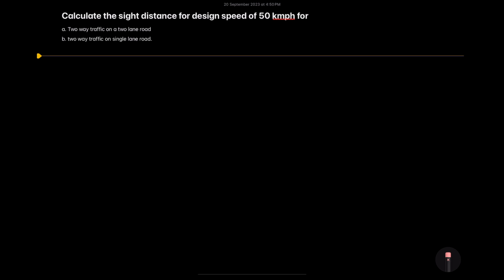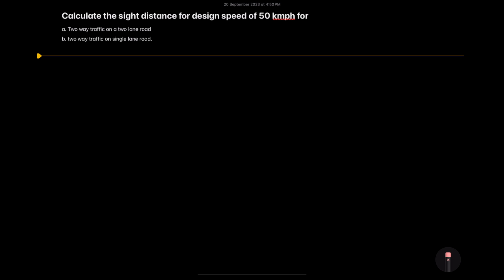Today we are going to discuss this question. I'll read the question for you and explain what we need to do for solving it. We need to calculate the stopping sight distance for a design speed of 50 kilometer per hour for two cases. One case is when there is two-way traffic on a two-lane road, and the second case is when we have two-way traffic on a single lane road.